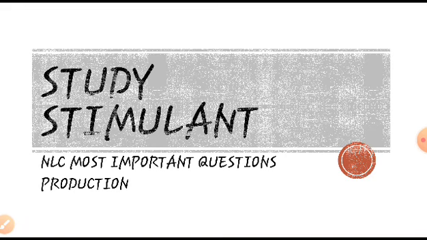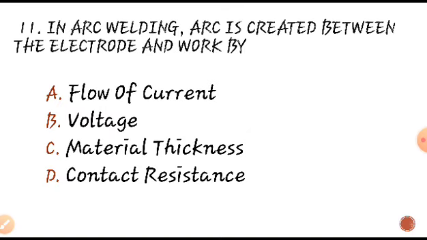We were seeing some important questions on welding processes, so let's start. First question: in arc welding, arc is created between the electrode and work by flow of current, voltage, material thickness, or contact resistance. So the answer for this question is flow of current.